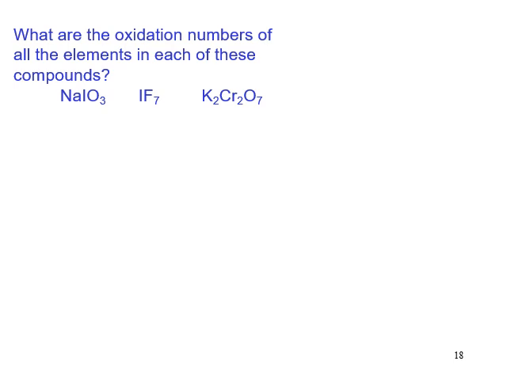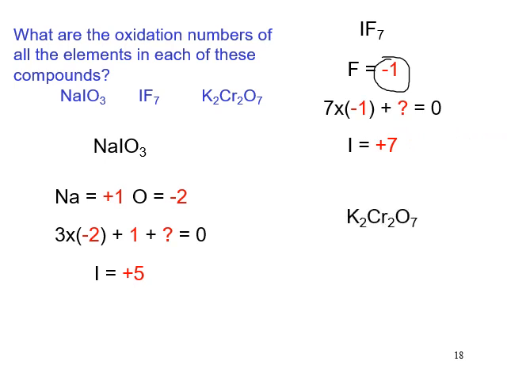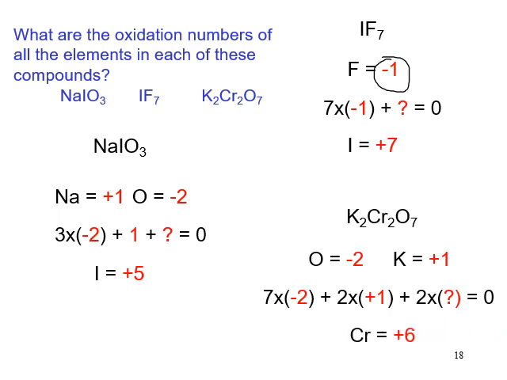So as far as just practicing oxidation numbers, if we look at sodium iodate, sodium is +1, oxygen is -2, and then we just plug it in for iodine and find iodine to be +5. IF7, F likes to be -1 all the time, so then iodine must be +7. And in potassium dichromate, potassium likes to be +1 and oxygen likes to be -2 most of the time. So then you solve for chromium and find chromium to be +6. And chromium 6 is a common oxidation state for chromium.